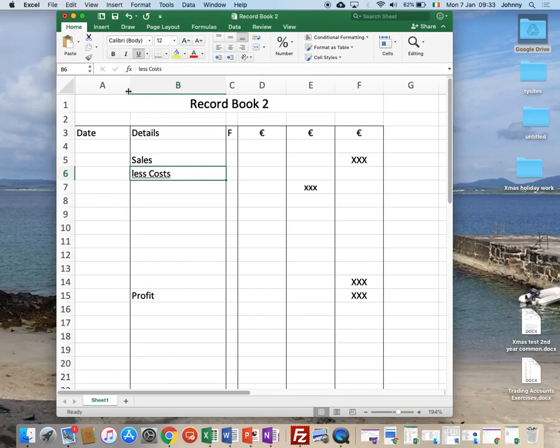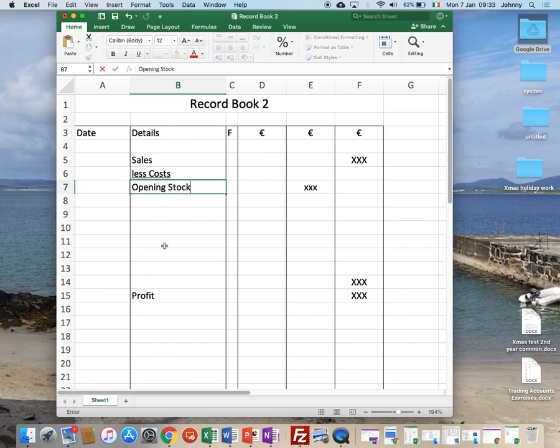So, under costs, at the beginning of a month, I'm going to have some goods that I'll have bought. And I will have bought those goods last month. And those goods that I bought last month, I spent money last month buying those goods. But I'm going to use those goods up and sell them this month. So I'm going to start off at the beginning of the month with an opening stock.